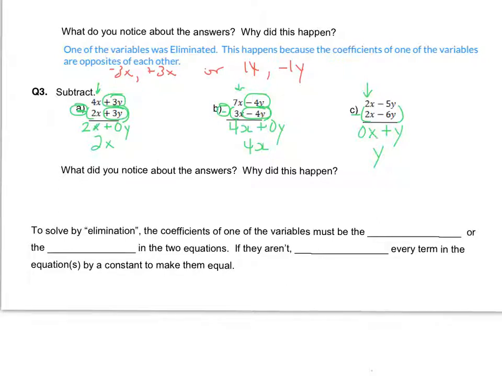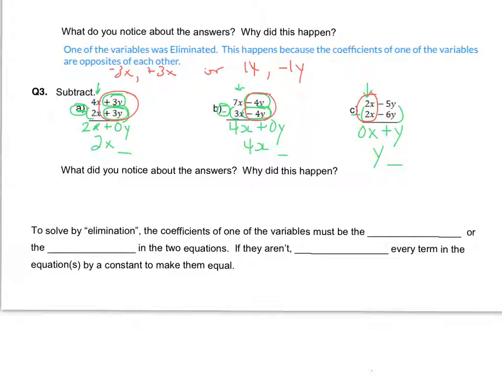What did I notice about the answers? I am left with just one term in each one. I don't have either the y's or the x's in each one. And why did this happen this time? I notice that I have a plus 3y and a plus 3y here. I have a minus 4y and a minus 4y. And I have a plus 2x and a plus 2x. If my coefficients are identical for a variable, if I subtract, I'm going to eliminate that variable.